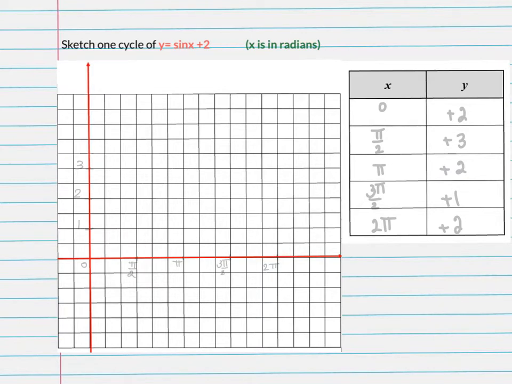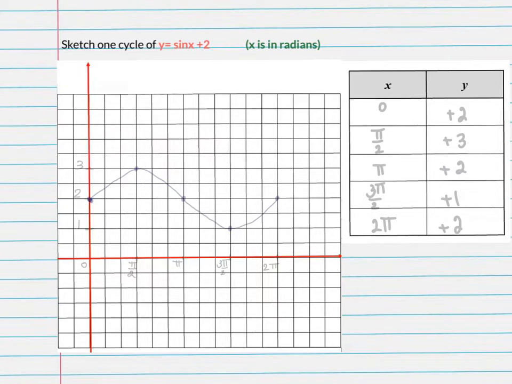0 is 2. We have then pi over 2 is 3. Pi is 2. 3 pi over 2 is 1, and that's our minimum. 2 pi is 2. Now we need to connect the points in order to have our graph.